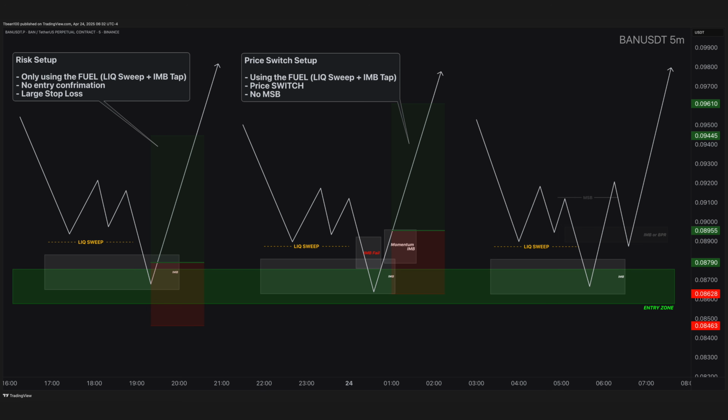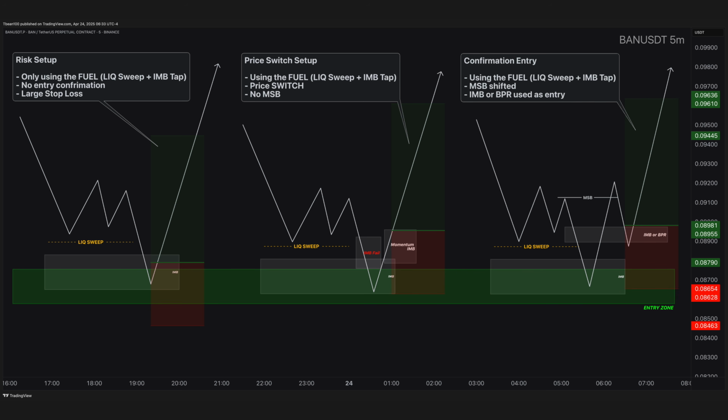And the last model is the model that you all know, waiting for a full shift in the structure based on the market structure. This is the confirmation type of entry. I think this is the least risky way to trade, but it takes a lot of time to wait for this. So not bad, we covered my most favorite and best strategies and entry models in a single video.